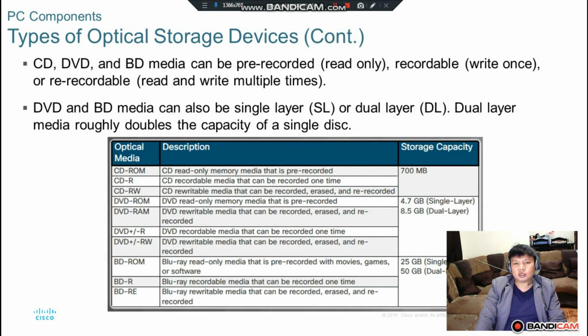Then the types of storage device. To take a look at the optical media and the capacity. The normal capacity of CD-ROM and CD-RW is 700 MB, while the DVD-ROM and RAM is 4.7 up to 8.5 GB. And the BD-ROM is 25 GB single layer, then 50 GB dual layer, that is the BD-R and the BD-RE.